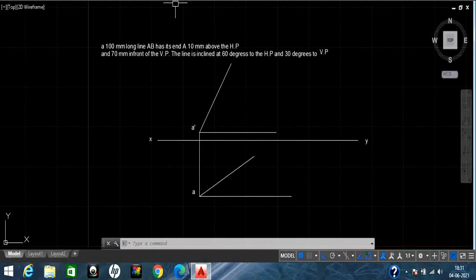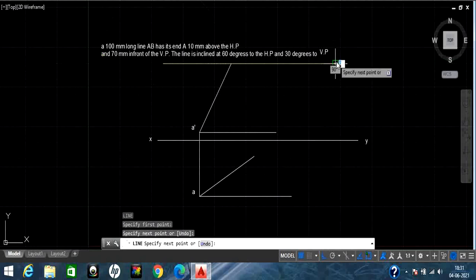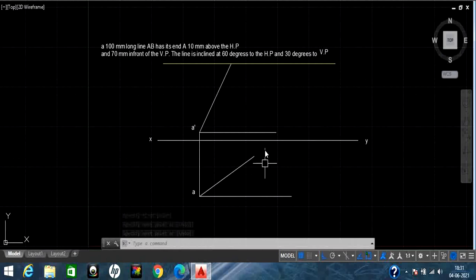After that, draw locus lines and an end line from this point like this, in AutoCAD software and in manual drawing also. See here, after completion of this, draw vertical lines. Please see the procedure for how to draw vertical lines.